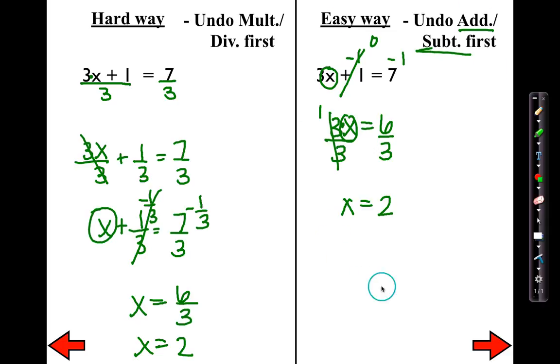So you'll notice it looks a lot more simplified when you undo addition or subtraction versus doing multiplication and division first.